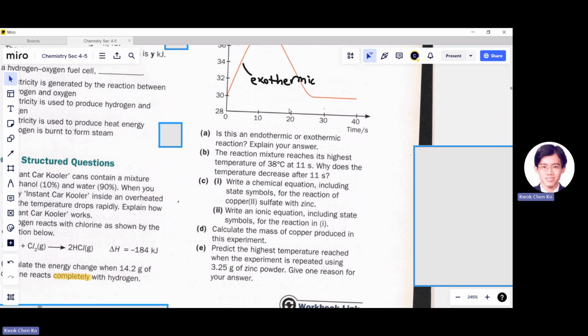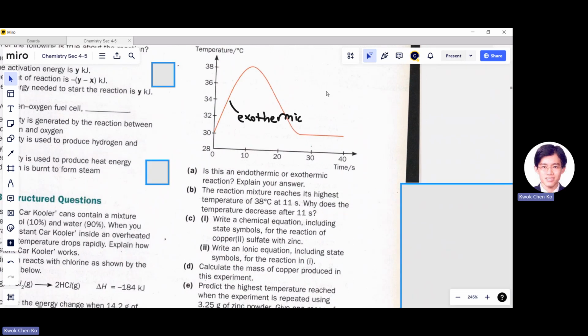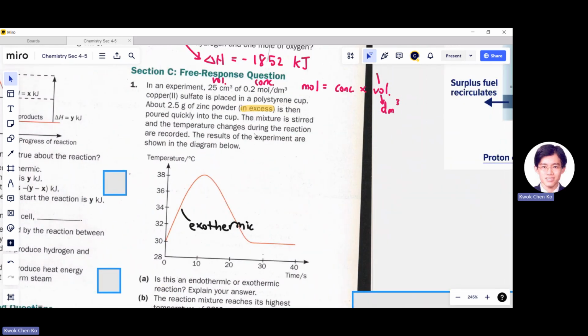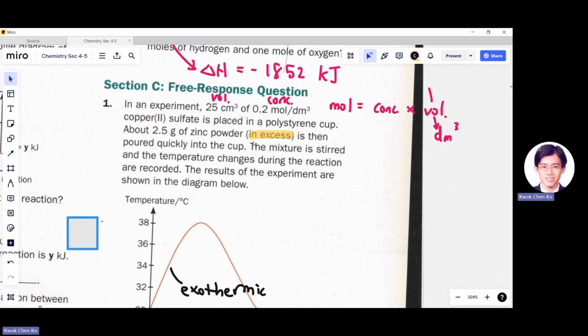Come, both of you take note. You already saw this, right? It was at 0.1. Zinc powder is in excess now. So 2.5 grams is already in excess. You go and top it up to 3.25 grams, it's still in excess. It's still 38. Should I do more? And just write 38. Maximum temperature is still the same.